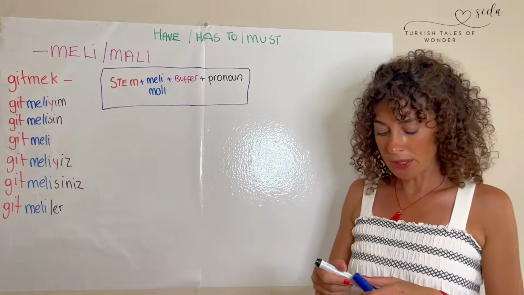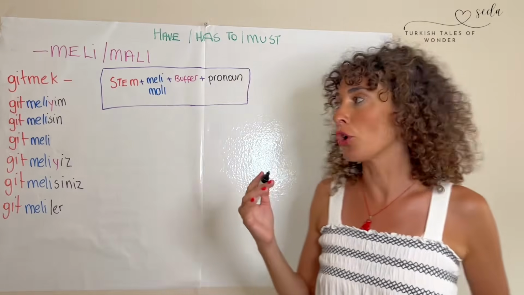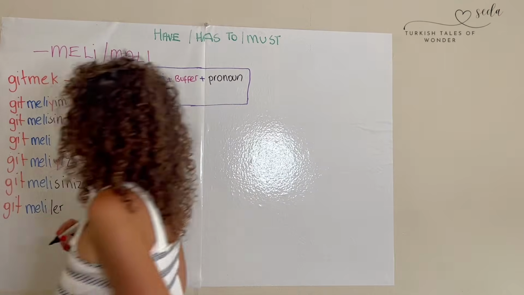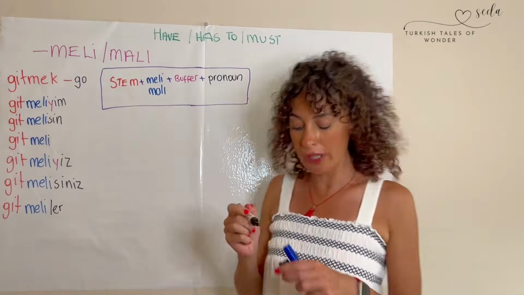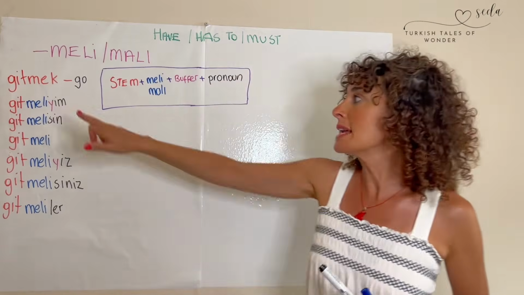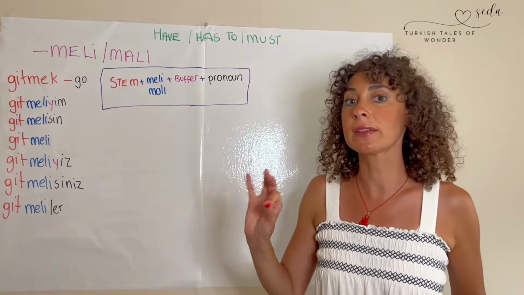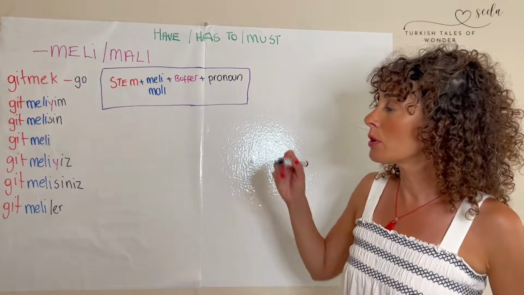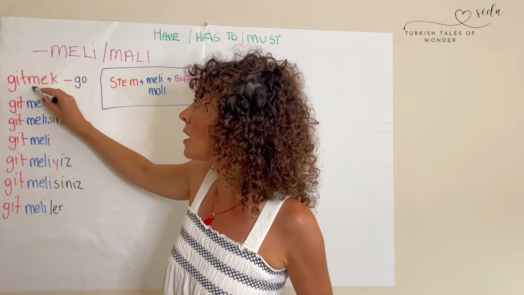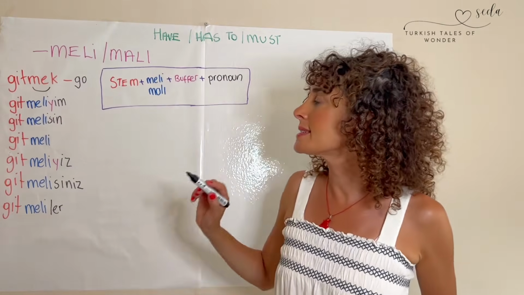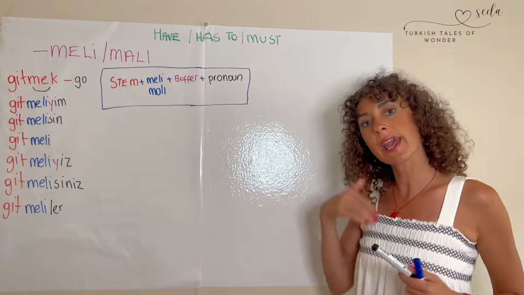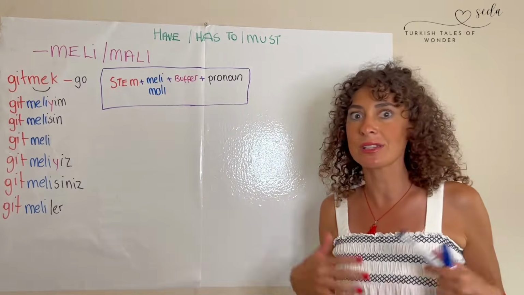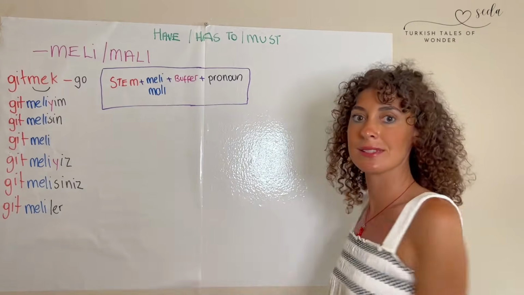So, for example, this means gitmek, to go. I forgot to write it. Let's write it here. To go. In Turkish, if you look at a dictionary, you will see this version, gitmek. But when you want to add something to that verb, you need to take this part out, so it stays git. Then you start adding suffixes and you keep adding till it's like a whole sentence.